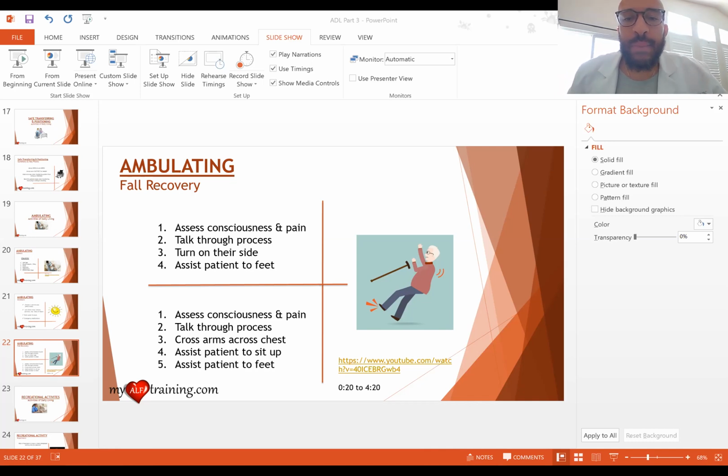Now see, okay, now the patient's laying on their side, just as if they were in the bed, except they're on the floor. So the patient's laying on their side. The patient's ready to get up. So we're going to help them by sitting them up.